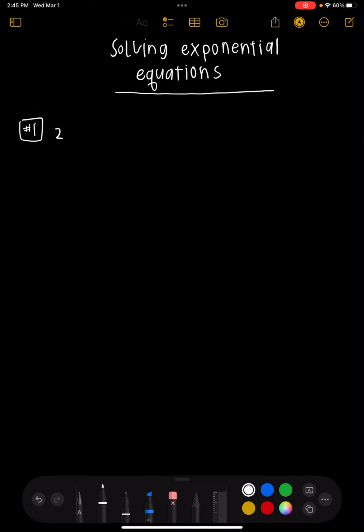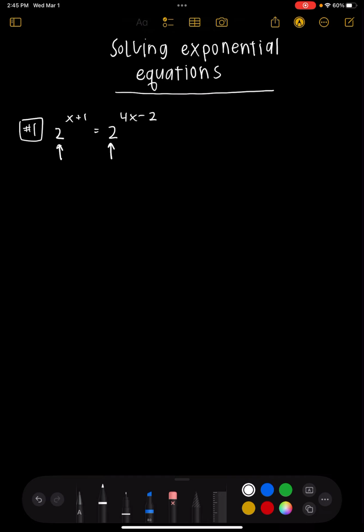The first example is 2 to the power of x plus 1 is equal to 2 to the power of 4x minus 2. So in an exponential equation, your x or your variable is up in the exponent. Unfortunately, we can't solve it while it's up in the exponent. We have to bring it down. But in order to bring it down, we need to get rid of the base numbers. And these 2's right here, this one and this one, I like to call those base numbers. And so what we need to do is get rid of those.